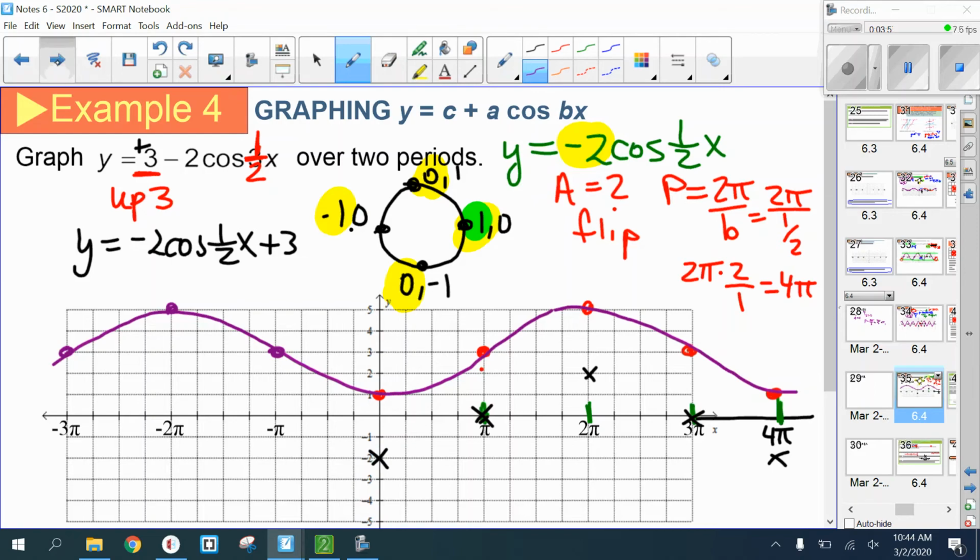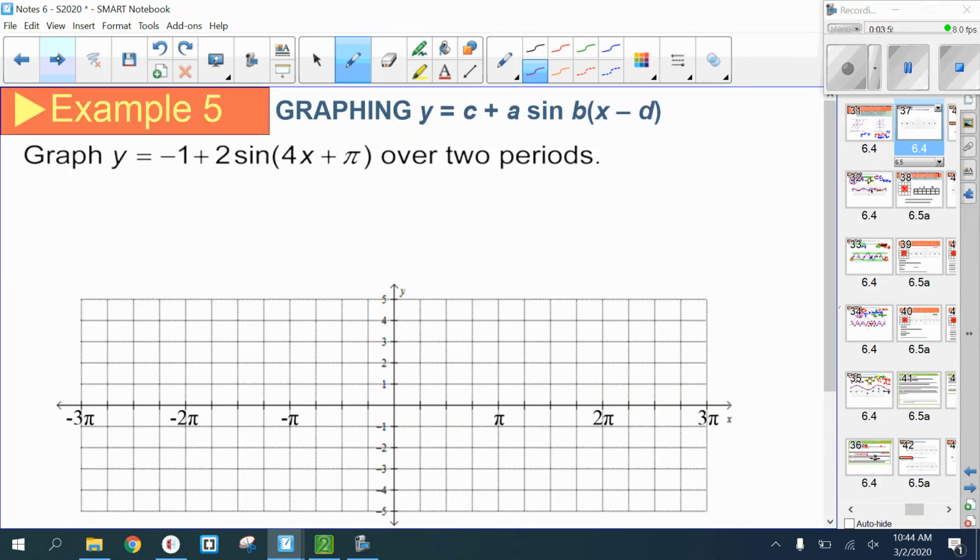Okay. Let's try number 5 now. Okay. Number 5, I'm going to leave this one alone, I think. You should be able to see pretty quickly that there's going to be a downshift. So we're going down 1.